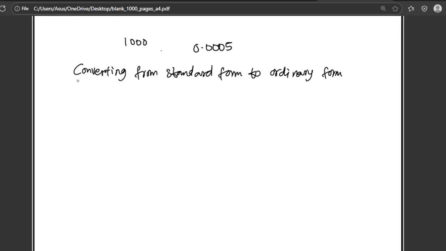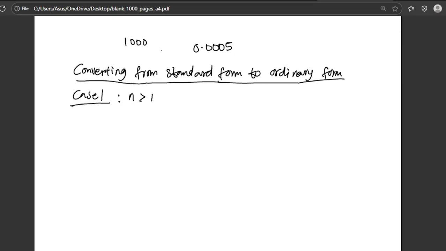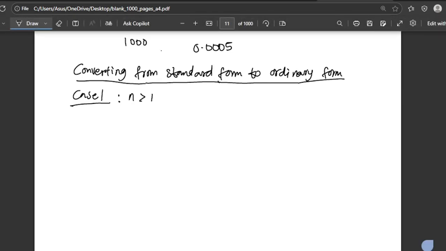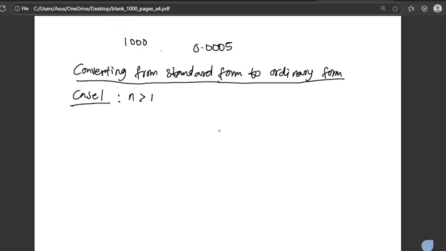About converting from standard form to ordinary form, there are two cases. The first case is when the power is greater than 1, that is, n greater than 1. You can see what we said: a times 10 to the power n, where that n is greater than 1. That's the first case. How do we convert to ordinary form? Let's see examples.